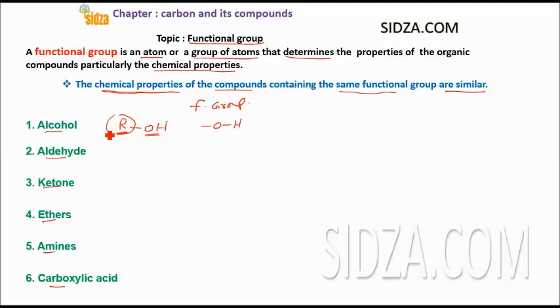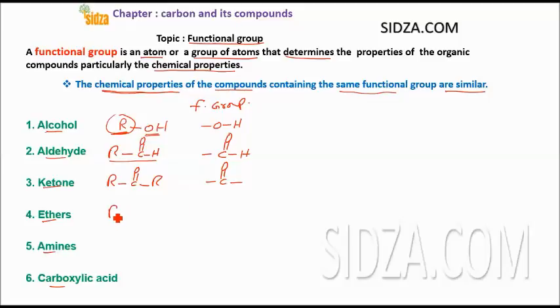Okay. Aldehydes have a general formula of RCHO, right? And the functional group here again is the CHO group in the aldehydes. This is the general formula and this is the functional group. Ketones, the general formula is RCOR, and the functional group here is C double bond O, the carbonyl group, right?